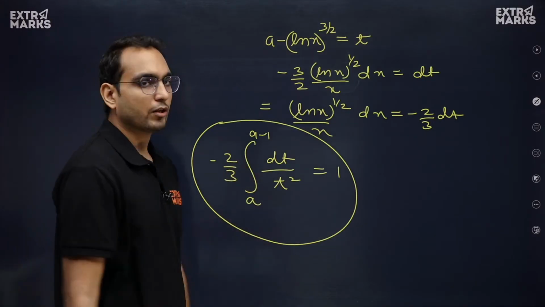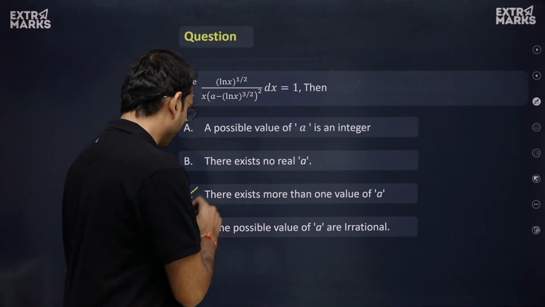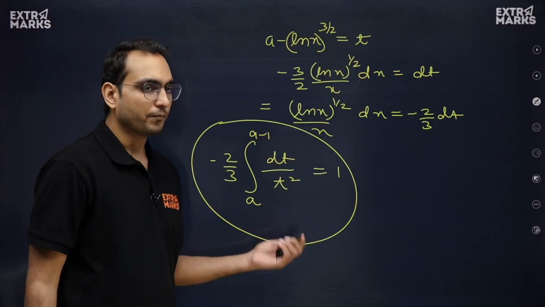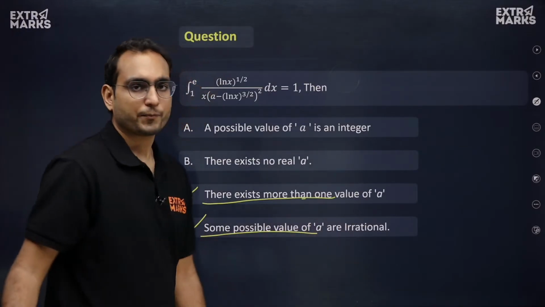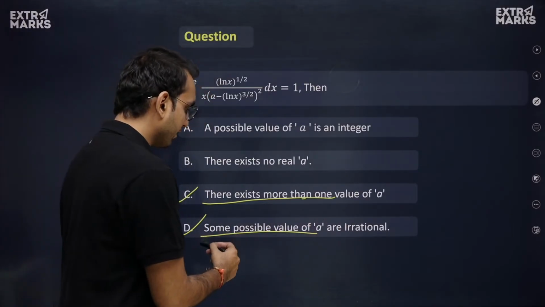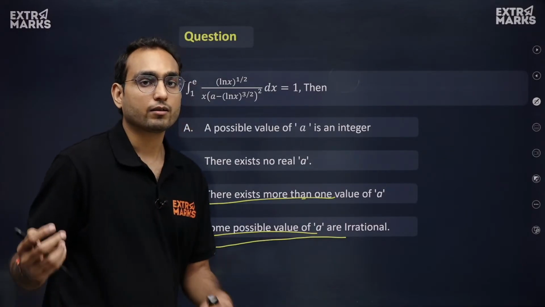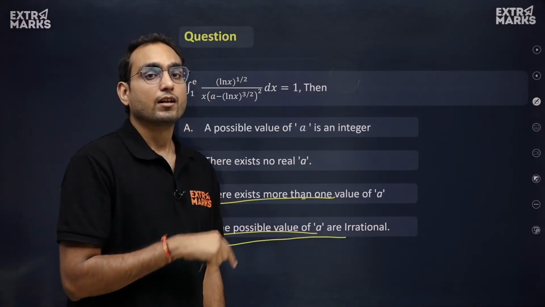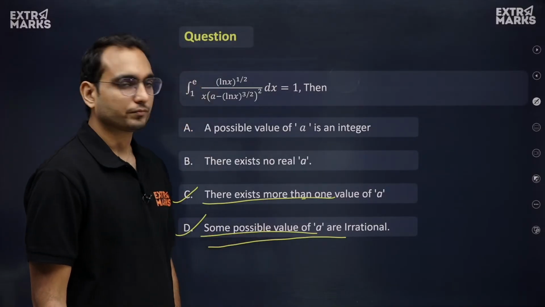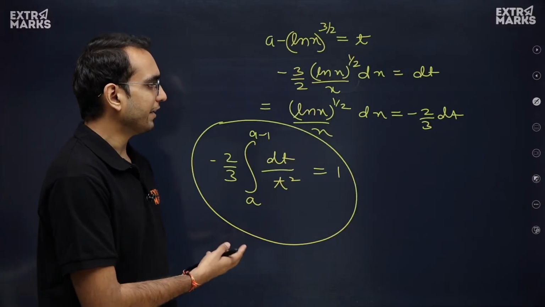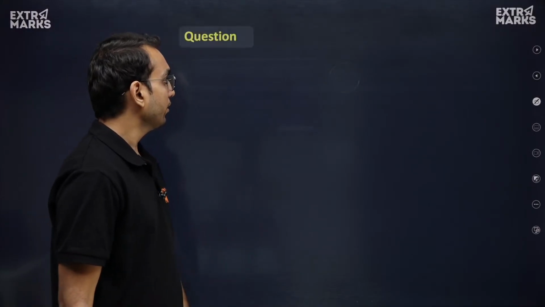Put the values, get the values of a, and when we put the values, a quadratic will become, and these options will be matching for that. There exists more than one value of a because it will be quadratic, and some possible values of a are irrational. The solutions for that quadratic will be irrational, so the second option also matches. Is this clear? So again a very solvable question, not a difficult one.